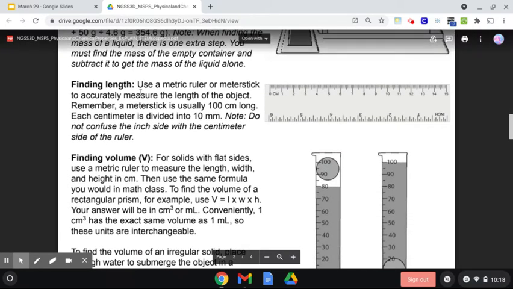Finding length. Use a metric ruler or meter stick to accurately measure the length of an object. Remember, a meter stick is usually 100 centimeters long. Each centimeter is divided into 10 millimeters. Note, do not confuse the inch side of the ruler with the centimeter side. So we have a centimeter side and an inch side.